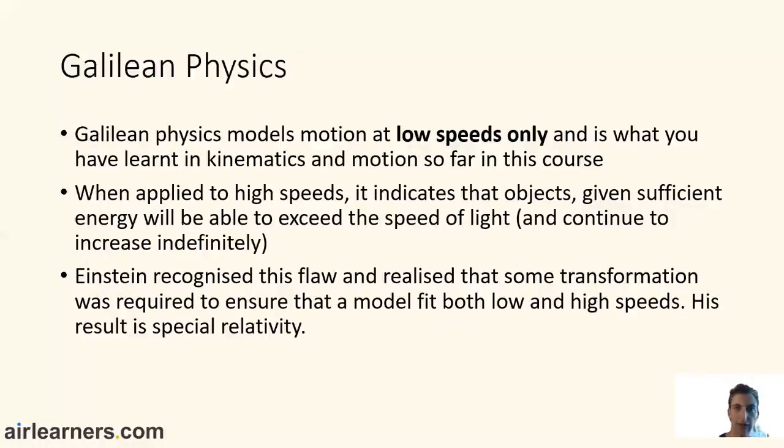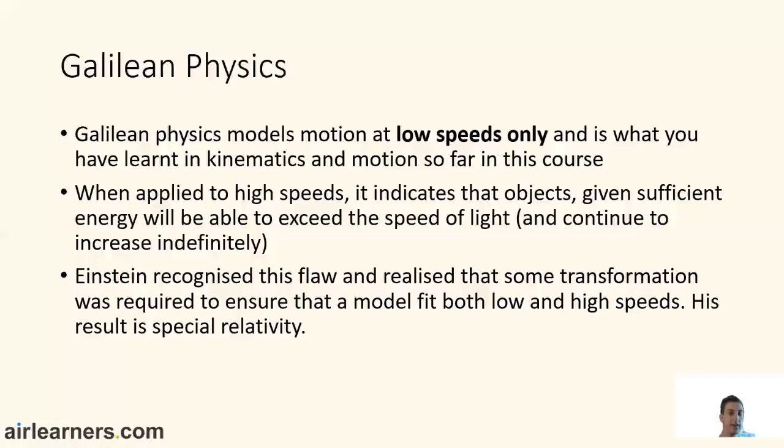And we'll see that a little bit later when we have a look at the Lorentz factor. So as long as the velocity is less than, say, 100th of the speed of light, so that would be about 3 × 10⁶ meters per second, you won't really notice any effects at all in terms of the time or length. So when it's applied to high speeds, and when I talk about high speeds in this course, I mean something that's going at relativistic speeds, it indicates that the objects, given sufficient energy, will be able to exceed the speed of light and continue to increase indefinitely.